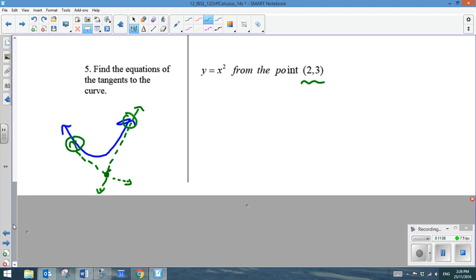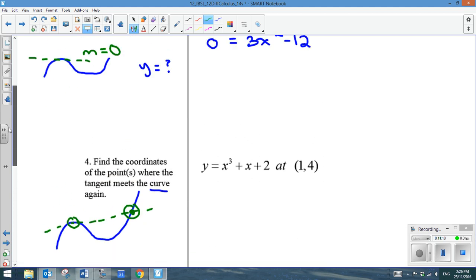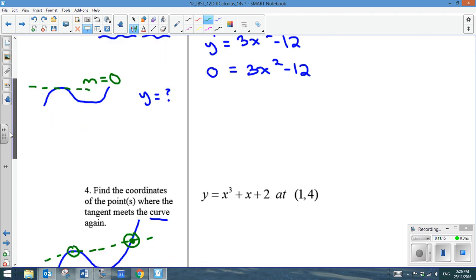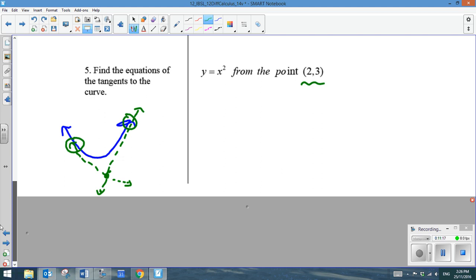All right, so you have 3 different questions asked in 3 very different ways, but all using the idea of a tangent line or a normal line. So give the 3 of these a shot, and then we'll check them when you guys come to class next time.